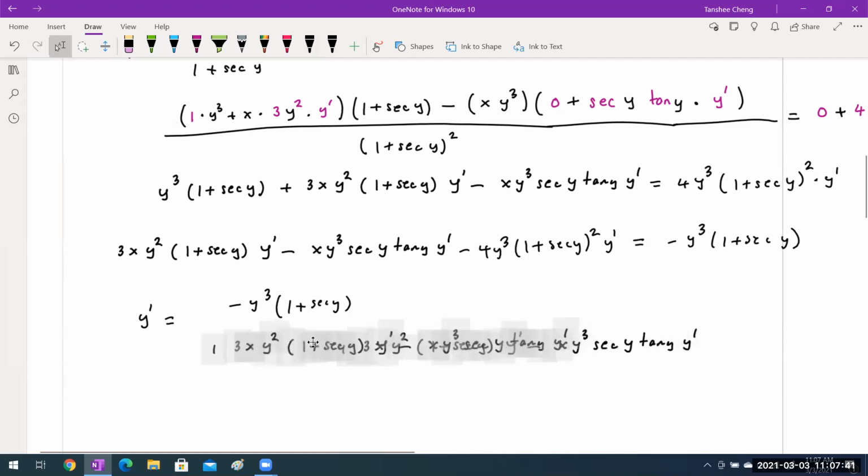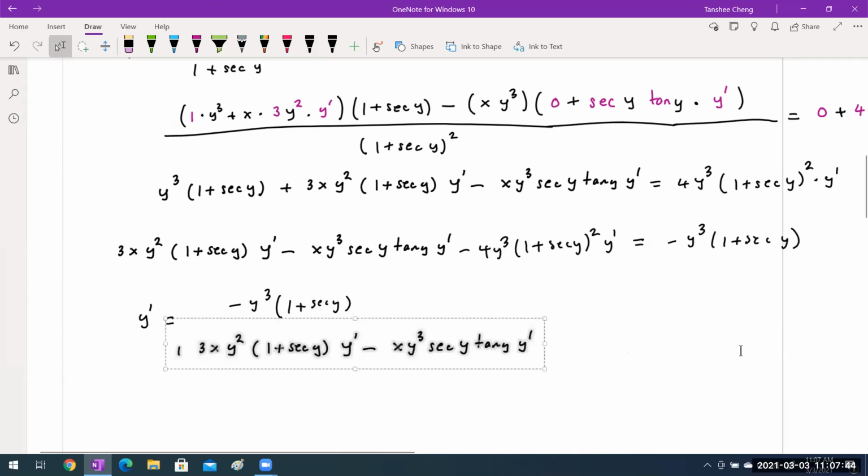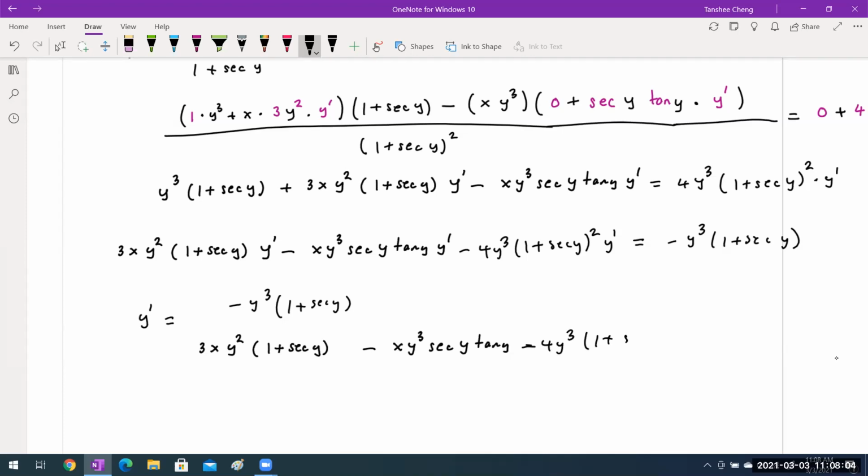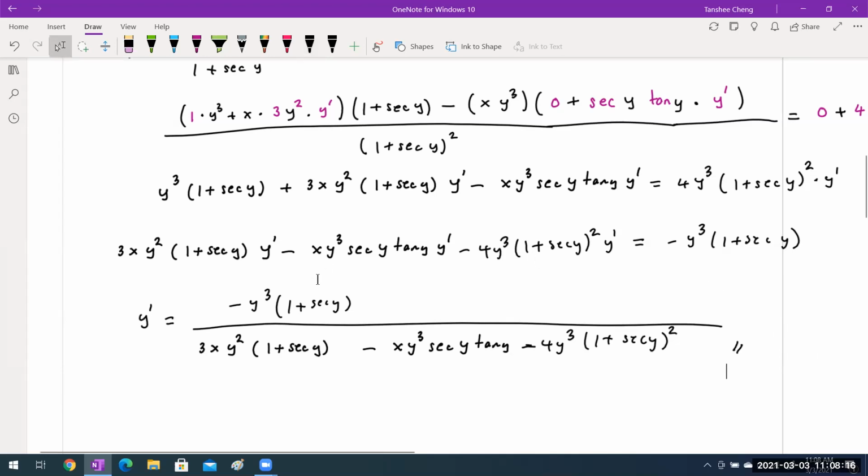I can move this right here a little bit. Remember, we need to get rid of this y prime also. The y prime right here, and then put an extra minus 4y to the third 1 plus secant y quantity squared, and then all over that. And that will be my final answer. So it looks a little bit complicated. If you want to simplify further, you can try it out using the identity, but this is good enough.